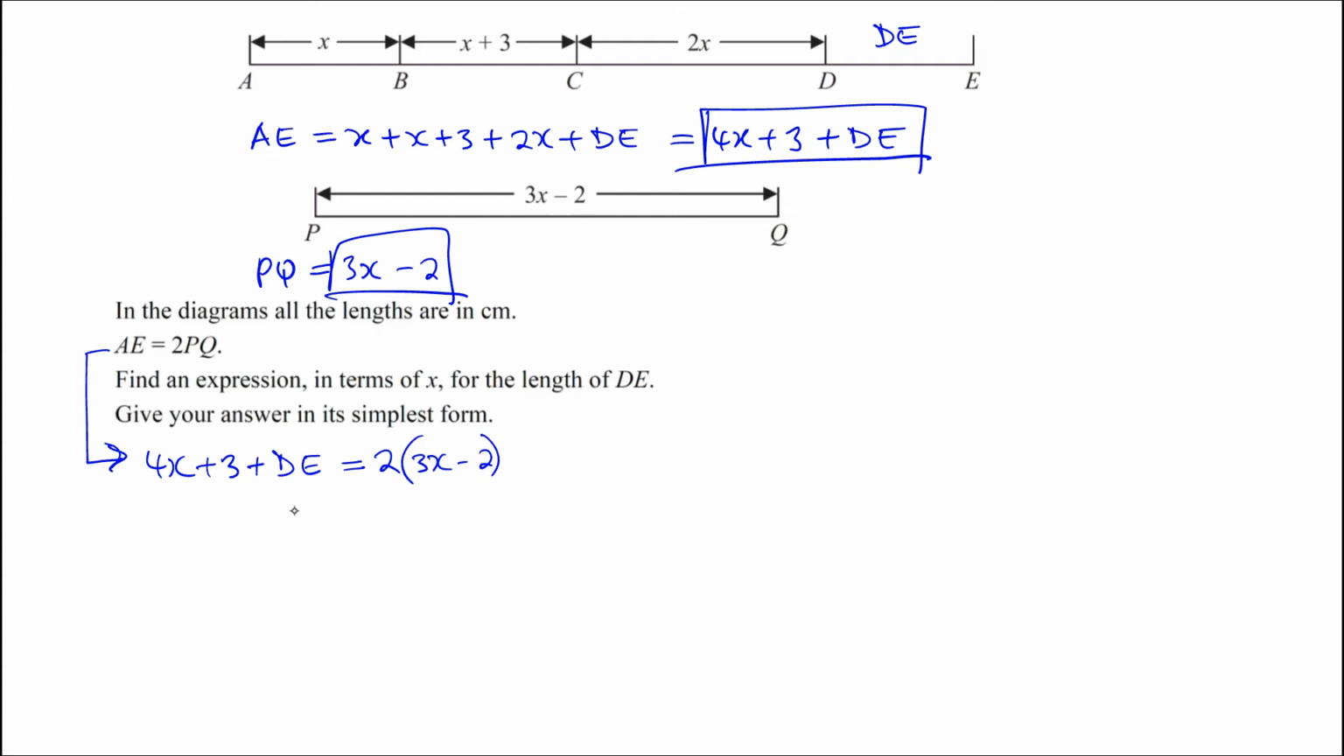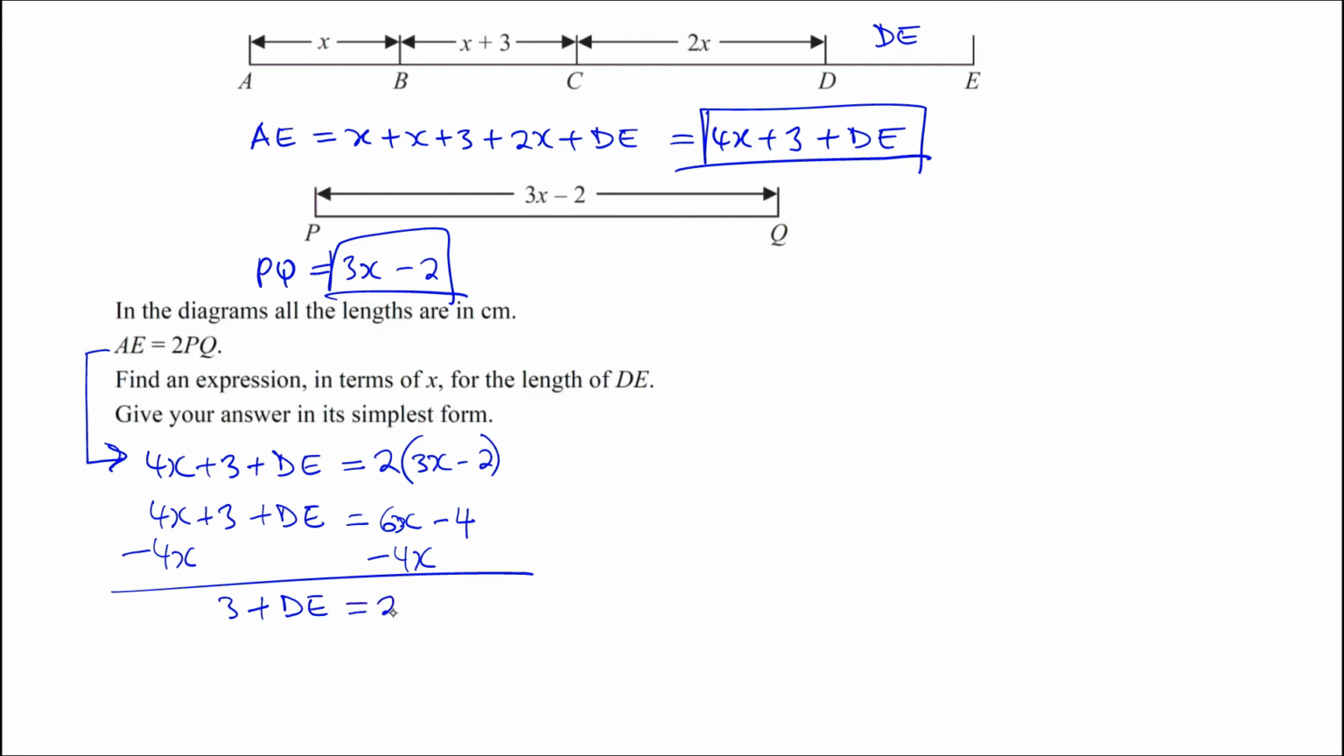So what we want is basically to solve for DE, because we want to find an expression in terms of x for the length DE. So 4x plus 3 plus DE will be equal to 6x minus 4. Subtract 4x from both sides. So we end up with 3 plus DE equal to 2x minus 4. Subtract 3 from both sides. So DE will be equal to 2x minus 7. And that will be the required solution.